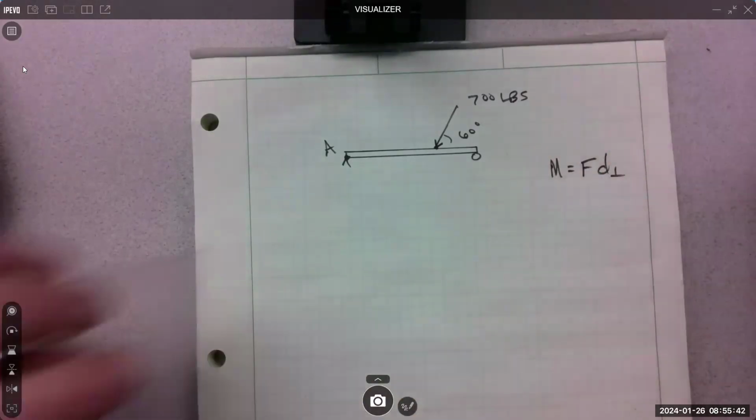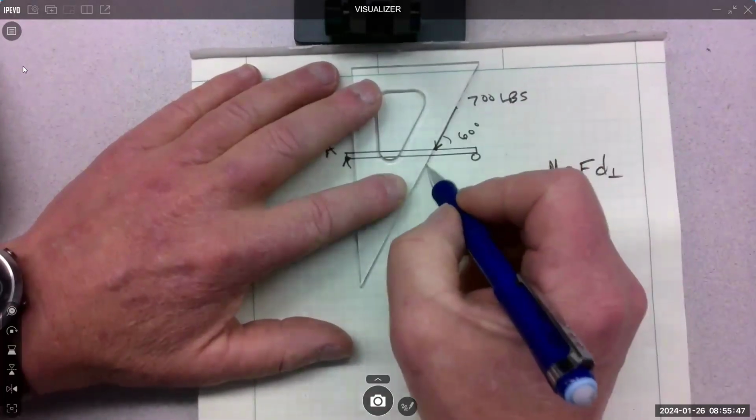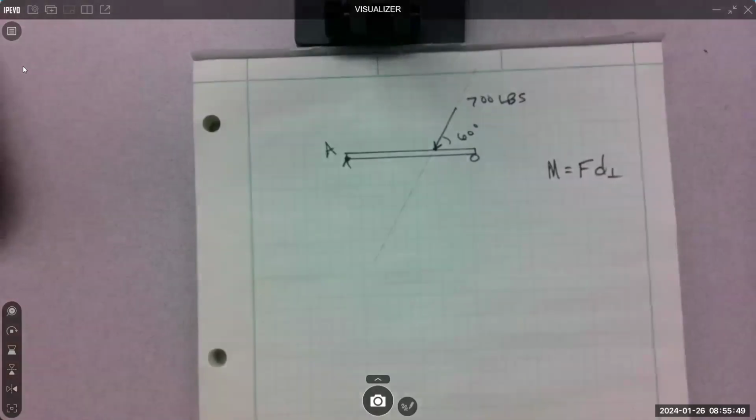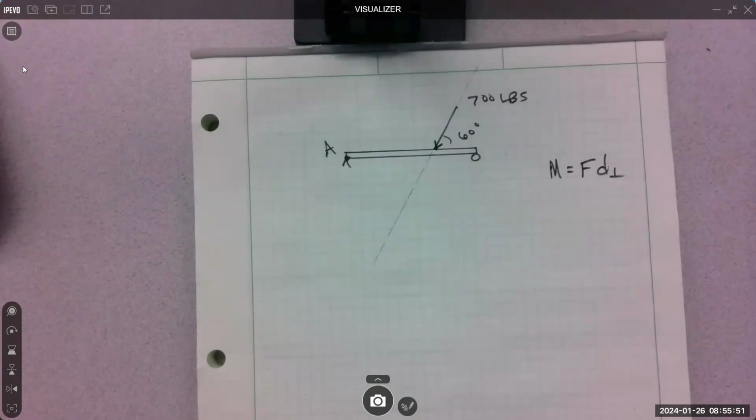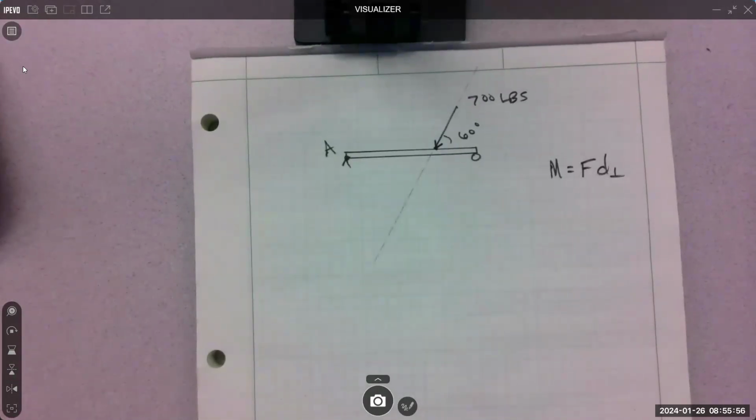So the force line of action is here, and you can draw it in with every force that you work with. And we can move that force anywhere along its line of action. The effect does not change. It's the old push the car, pull the car concept, okay?